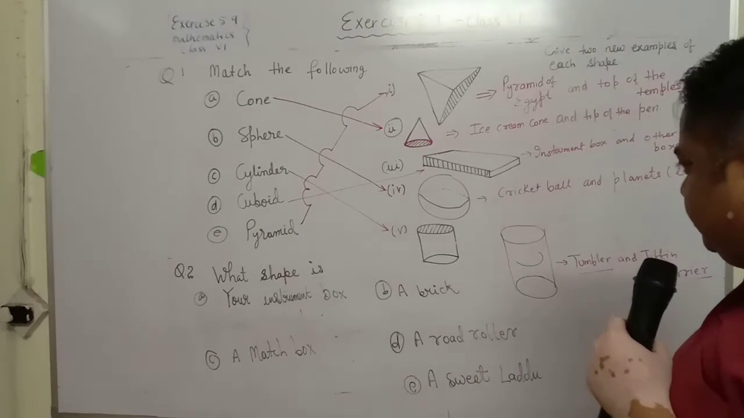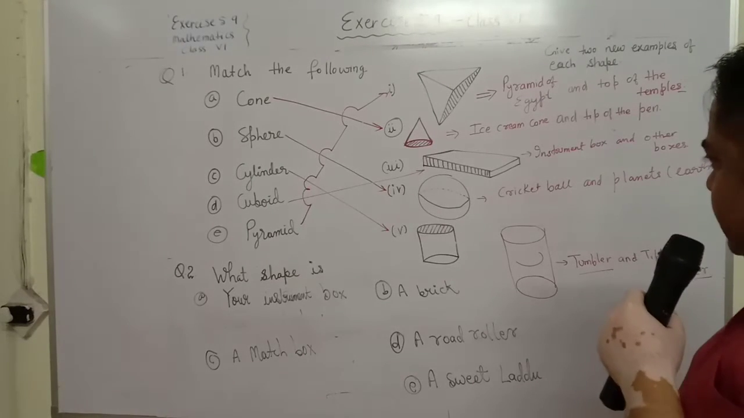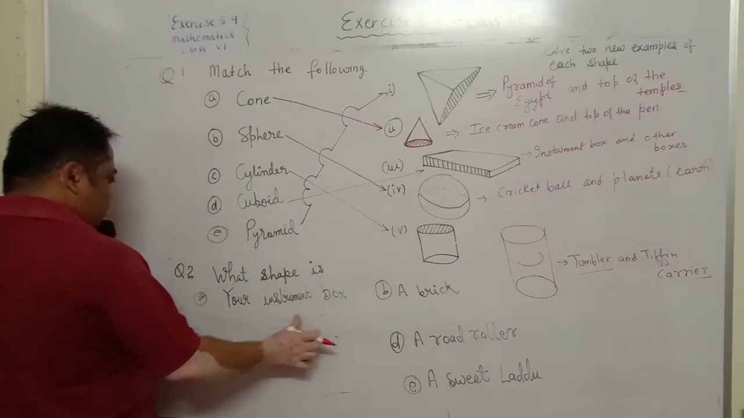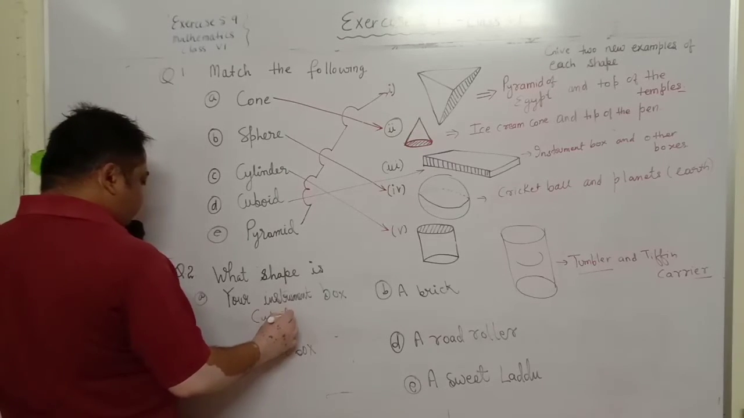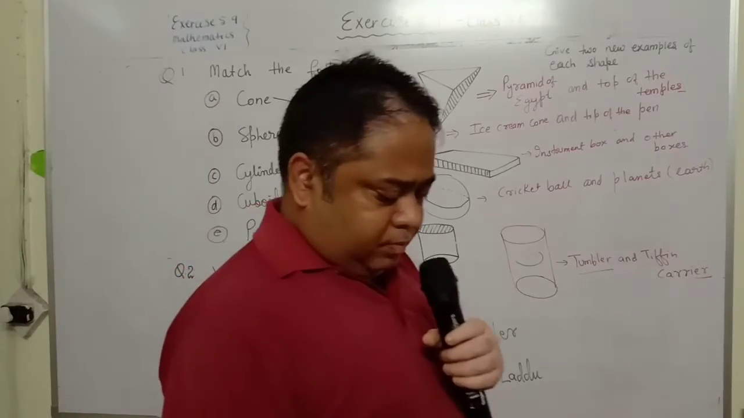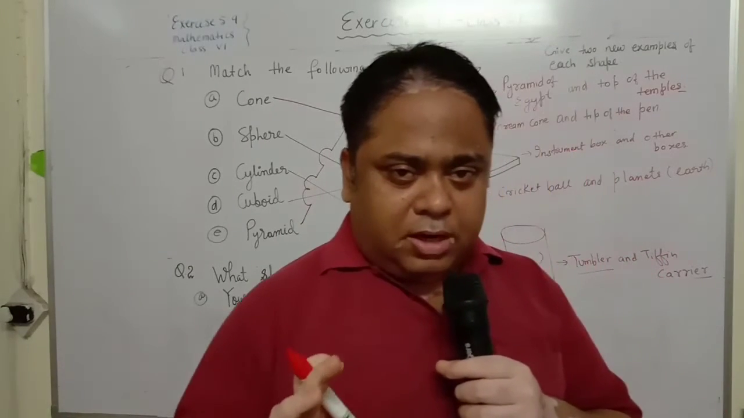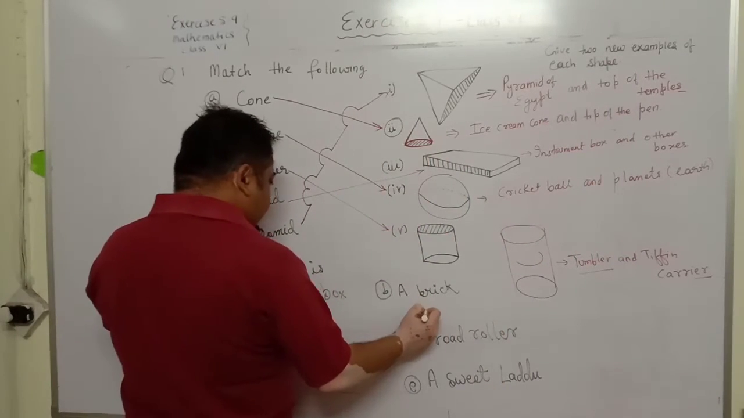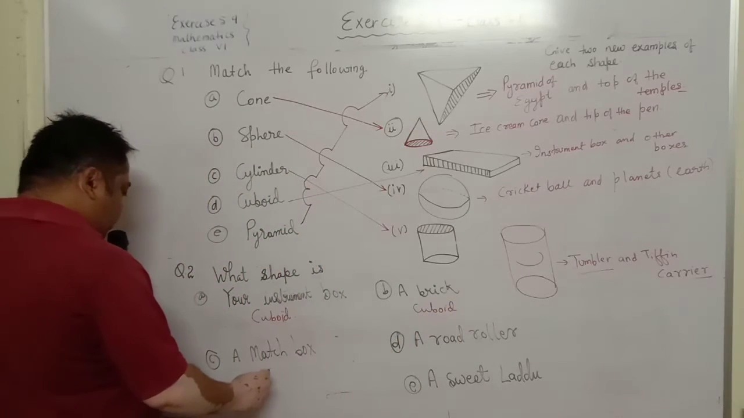Next is, all the examples are done, two examples are given. Now you are asked, what is the shape of your instrument box? So it could be cuboid. I have never seen a Kinder Joy or a ball kind of an instrument box. Generally the instrument boxes are cuboidal in shape. Next, a brick is also a cuboid. A matchbox is also a cuboid.